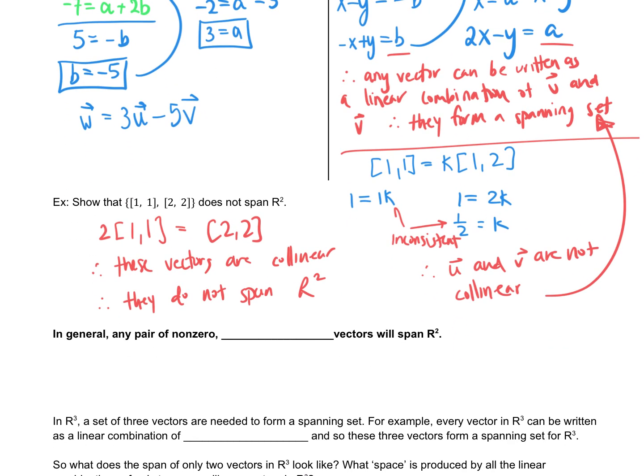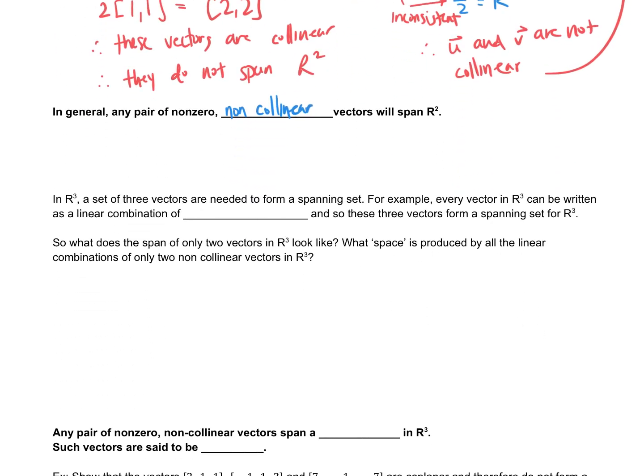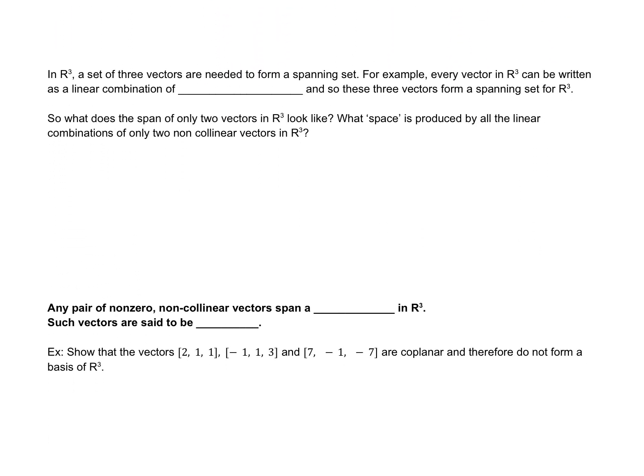In general, any pair of non-zero, non-collinear vectors will span R2. Now, let's take this and put it in 3 dimensions. We've seen linear combinations in 3D as well, because we were able to write any vector, let's say vector (a, b, c), as a linear combination of vector i, vector j, and vector k. So those 3 vectors form a spanning set for this 3-dimensional space.